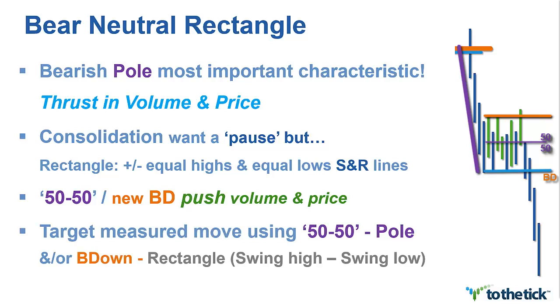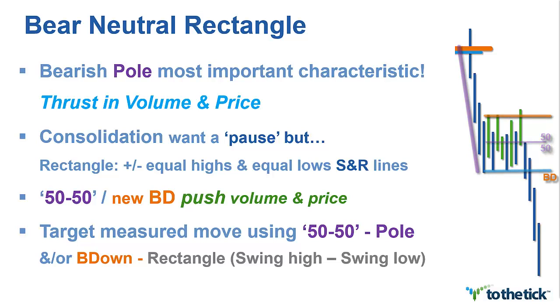And if so, we get to take that target measured move using our 50-50 line, subtract our full pole value for the bigger trade, the continuation trade, or take the more conservative avenue and take that breakdown price and subtract your swing high, swing low inside your rectangle pattern.